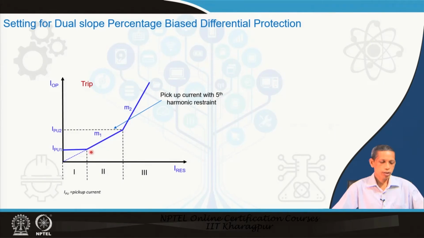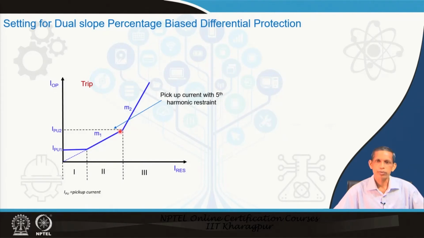Now, while going for the settings, some of the literature suggests that if this is the pickup current, then you go for the slope, the first slope, this line passes through the origin, and then it goes up to this point. This point is nothing but the second pickup level, and the second pickup level is decided by the fifth harmonic restraint provided in the percentage differential relay, for the over-excitation phenomena when voltage becomes higher.